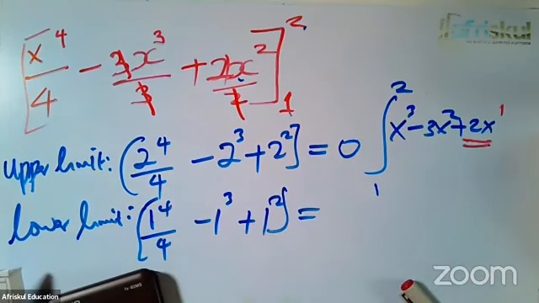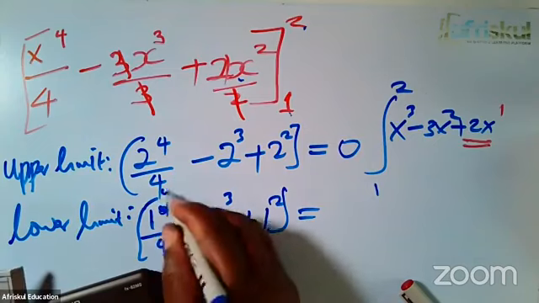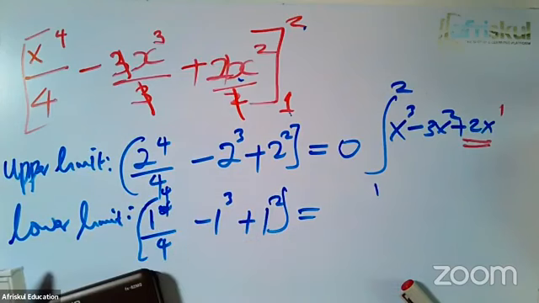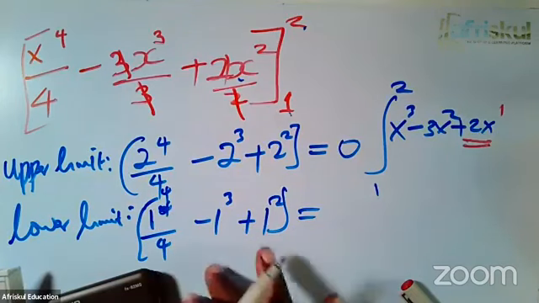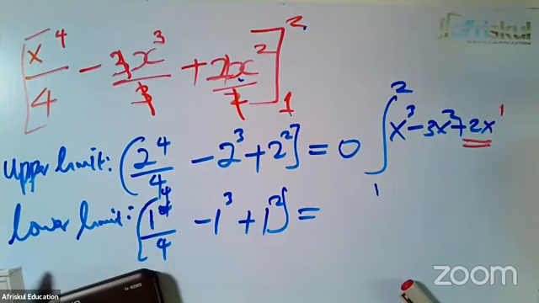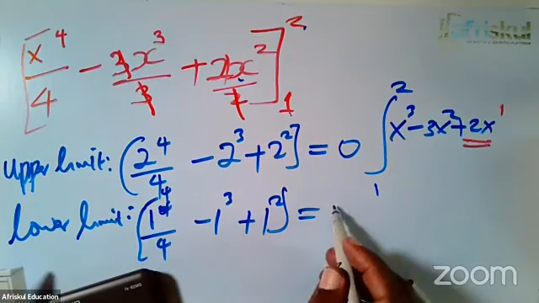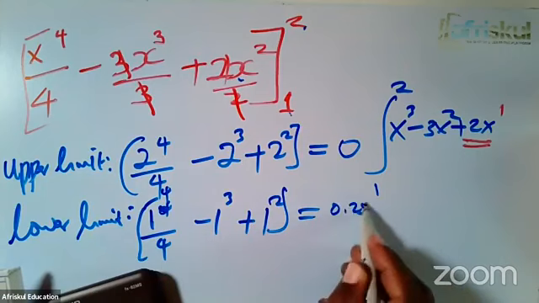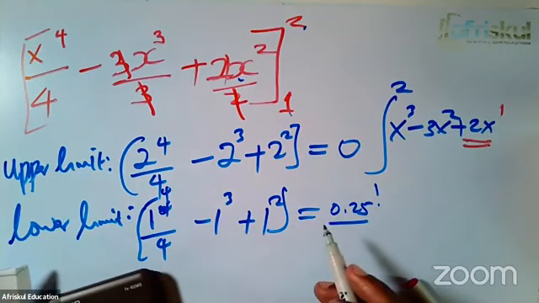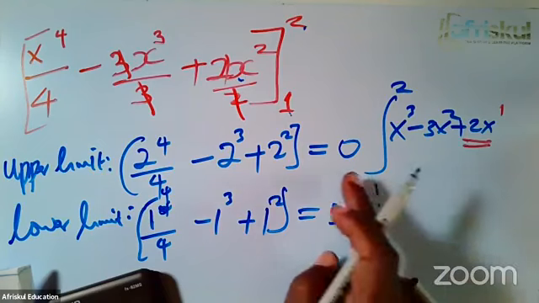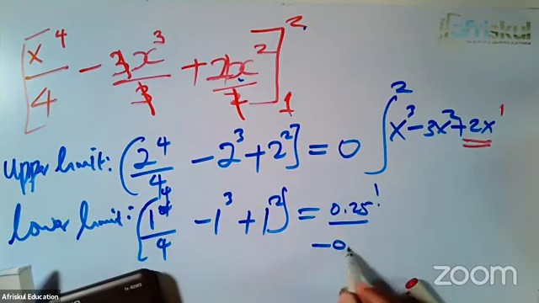And then this other lower limit, it's 1 raised to power 4 divided by 4. Please remember that this is a power. Divided by 4 minus 1 raised to 3. 1 raised to anything is 1, plus 1, which at the end of the day gives me a quarter, or 0.25. So in this case, 0 minus 0.25 gives me negative 0.25.